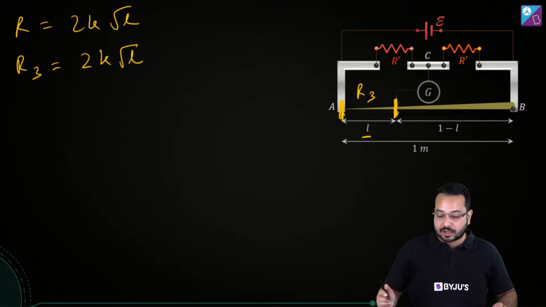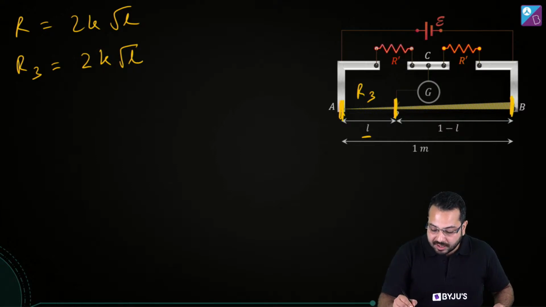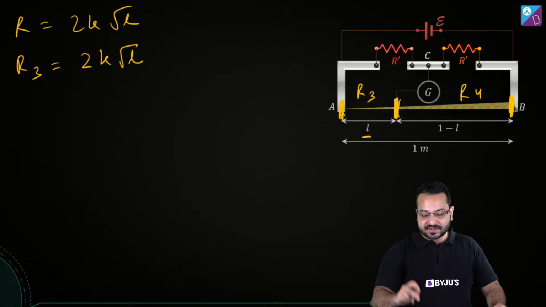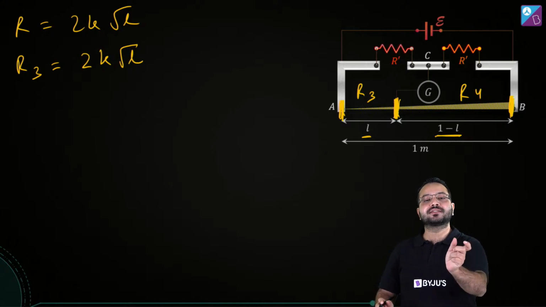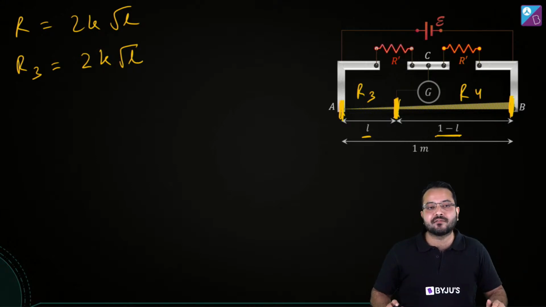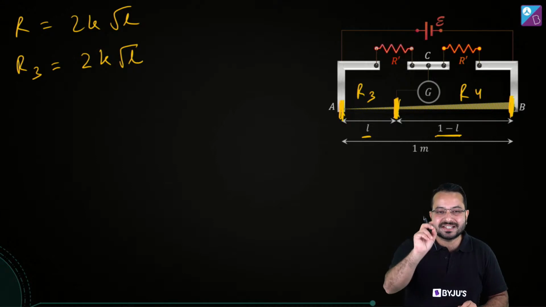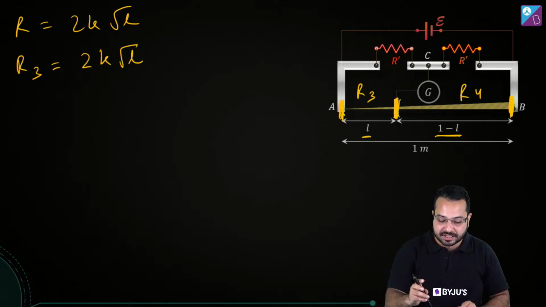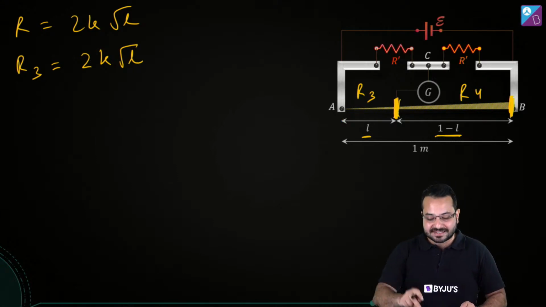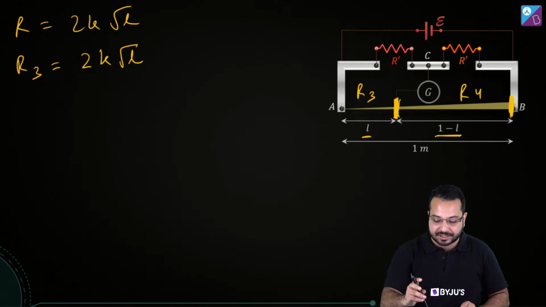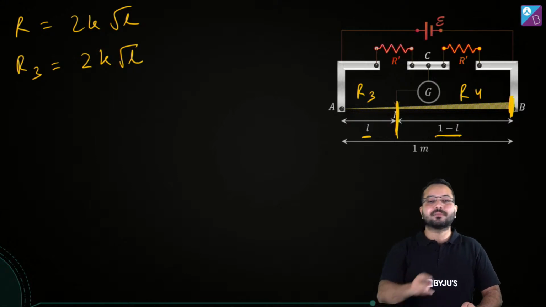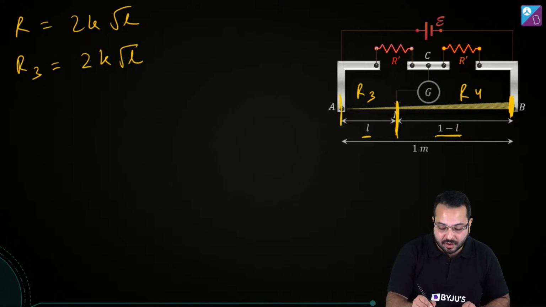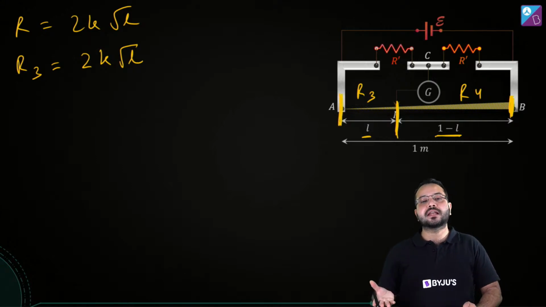Now what do we need to find out? We need to find out this resistance R4. But this resistance R4 obviously is going to have a length of 1 minus L. Okay, 1 is the total length. But is this length 1 minus L being calculated from A? No, we are taking it from here. But in my derivation, I have taken the length from here. So we cannot directly calculate that.